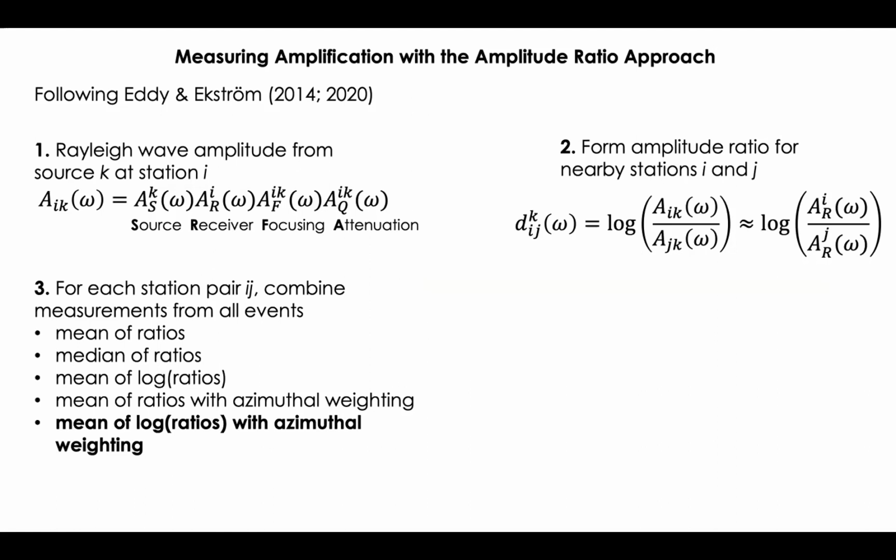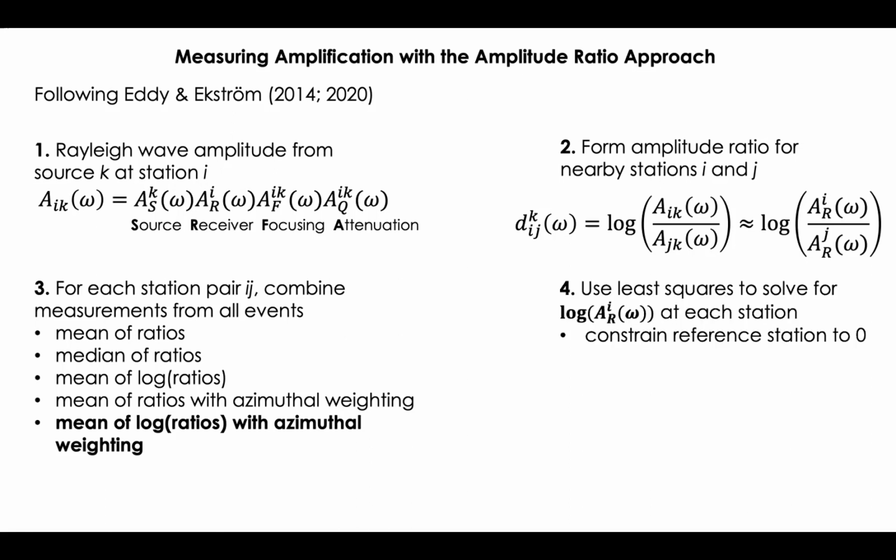We've experimented with several different ways of combining the individual measurements, including means and medians, and we ultimately prefer a weighted mean of the log of the ratios that accounts for the non-uniform azimuthal coverage of our paths. And then finally, we use least squares inversion to solve for amplification at each station. These are by necessity relative amplifications, and so we set a reference station by forcing its amplification to be 1.